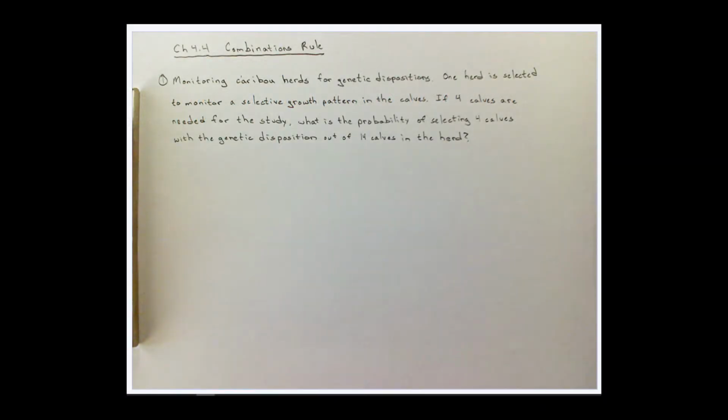Alright, an example problem for us to work, dealing with the combination rule. So we're monitoring caribou herds for genetic dispositions, and one herd is selected to monitor a selective growth pattern in the calves. So there are 14 calves in this herd, and we're going to look at 4 of them. What is the probability of selecting 4 calves that have this genetic disposition?